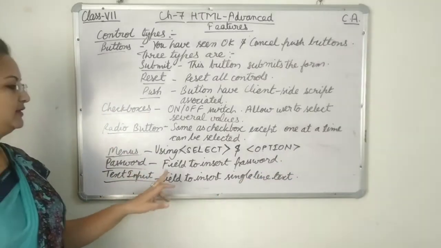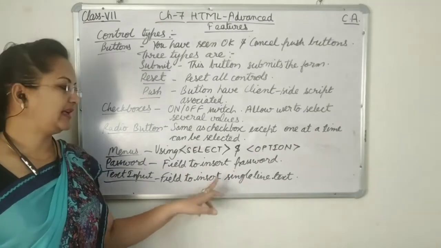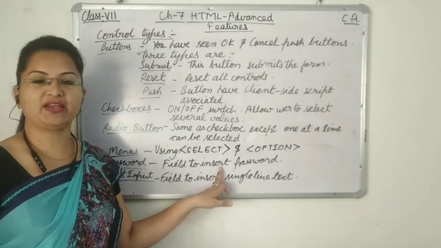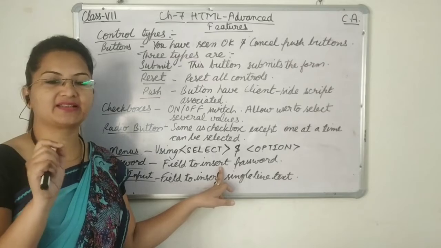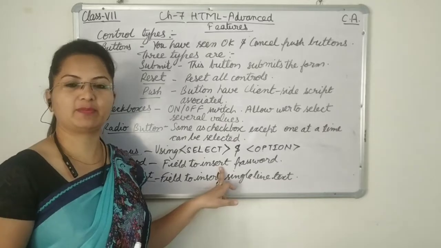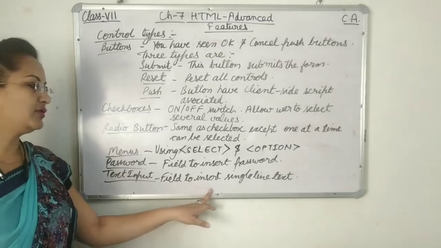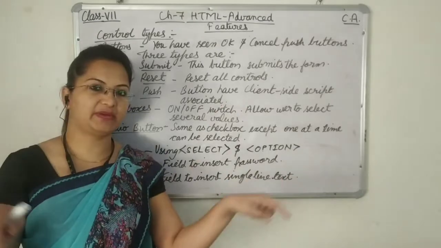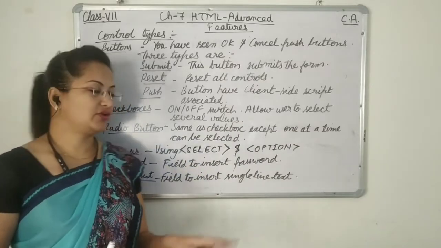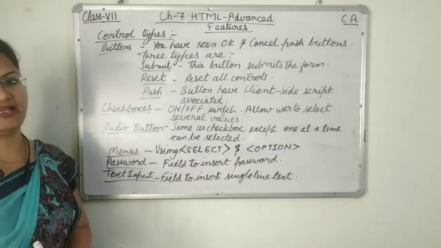Now password. Password field, you are very much familiar. It is like text field only. Here we can enter single line text, but the text will be hidden. Okay, either you will be able to see dots in place of the text, or you will be able to see asterisk symbol in place of the text. Now text input. Text input allows you to enter the single line text. Okay, there will be a text box in which you can enter a text in single line. Okay, so if you have to enter the multi-line text, then you will use text area.